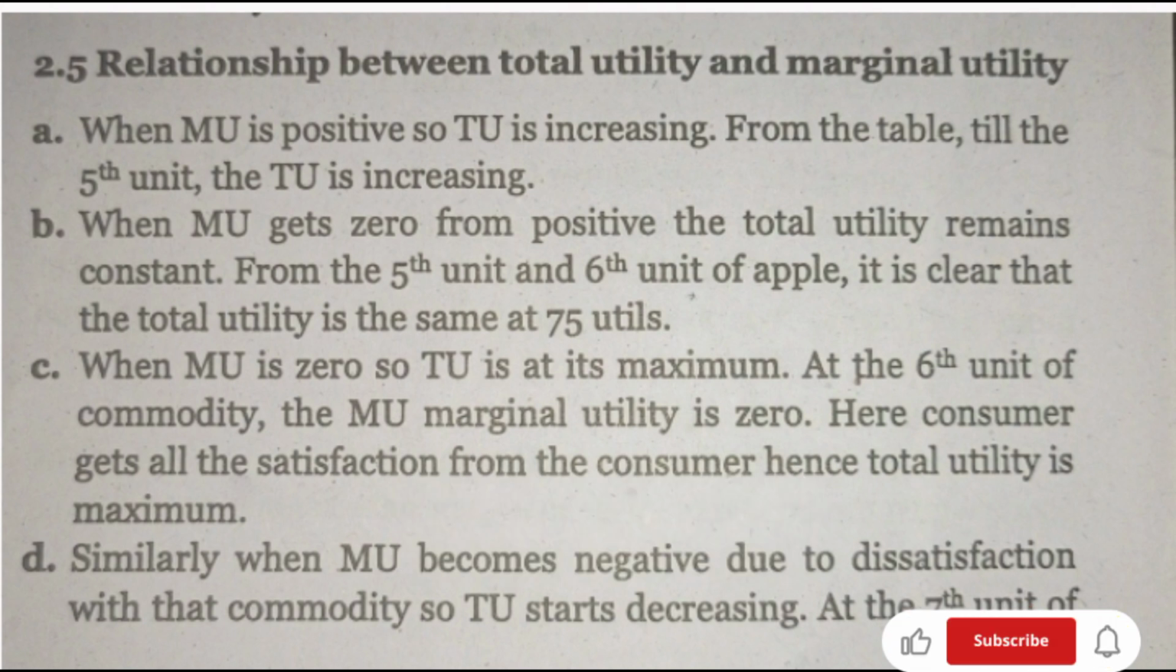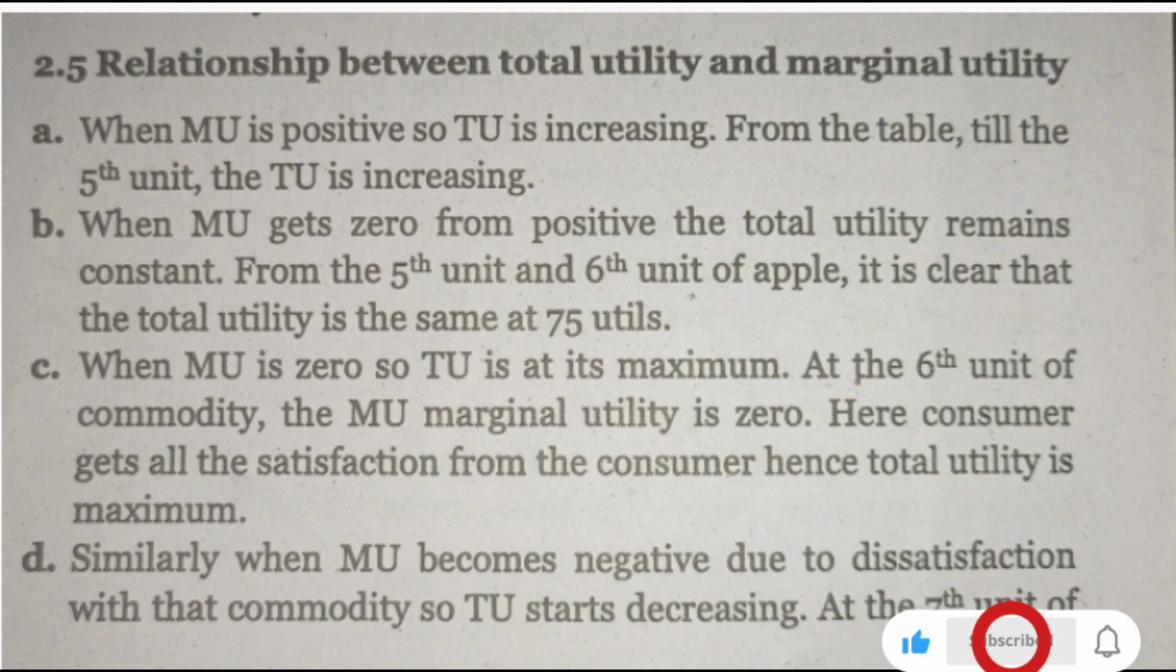Now we describe the relationship between total utility and marginal utility. Number A, when marginal utility is positive, total utility is increasing. From the table, till the fifth unit, the total utility is increasing. When marginal utility gets to 0 from positive, the total utility remains constant. From the fifth unit to the sixth unit of apple, it is clear that the total utility is the same at 75 units. When marginal utility is 0, total utility is at its maximum. At the 6th unit of the commodity, the marginal utility is 0. Here the consumer gets all the satisfaction from the commodity, hence total utility is maximum.